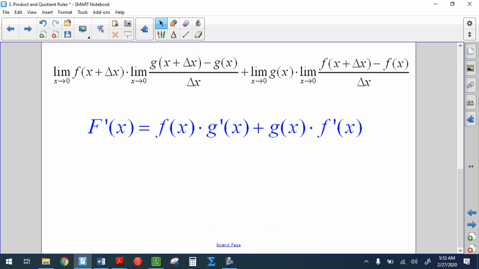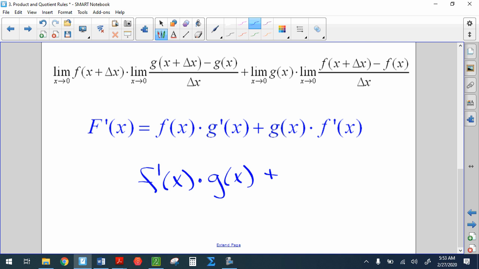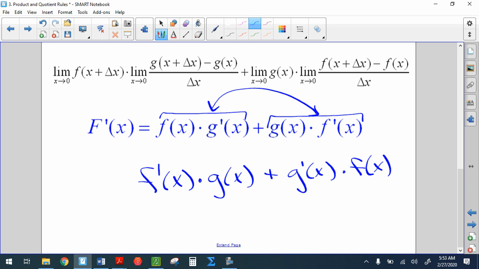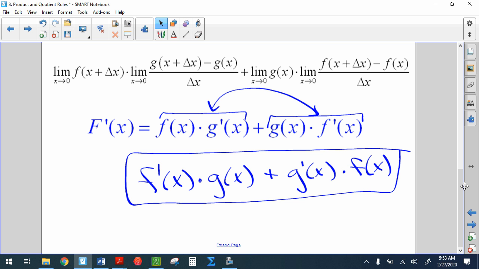That's the way that the product rule is written in your book, and it is not the way that I do the product rule. So you can do this, there's absolutely nothing wrong with it, but I prefer to rearrange it: f prime of x times g of x plus g prime of x times f of x. So I'm just switching these two. And the reason that I do it this way is because then it's easier for me to remember the quotient rule.